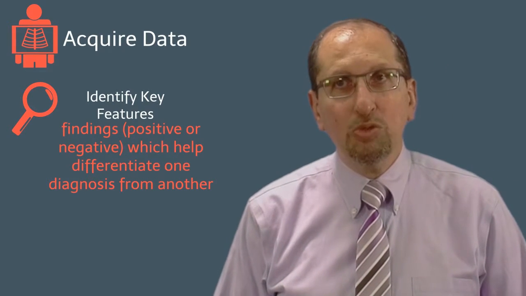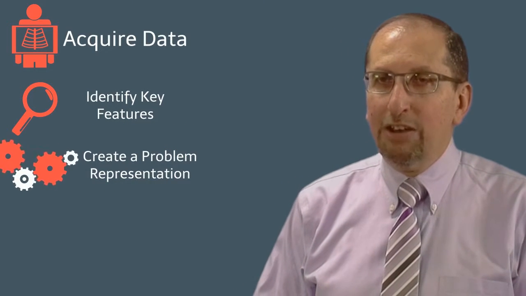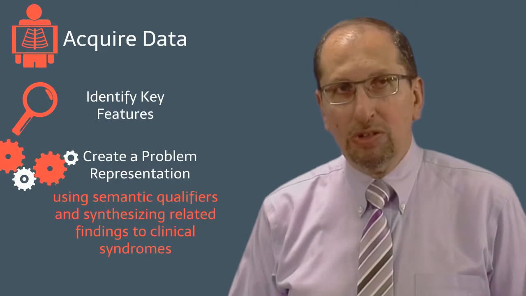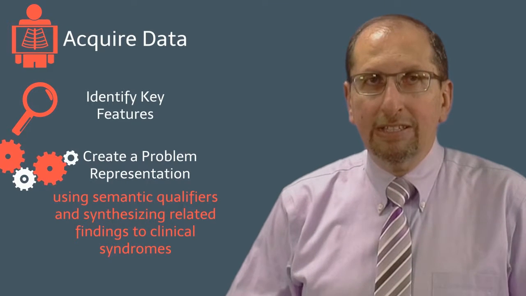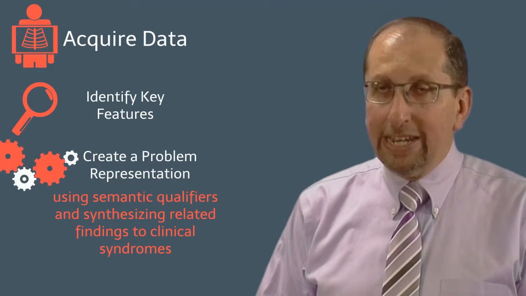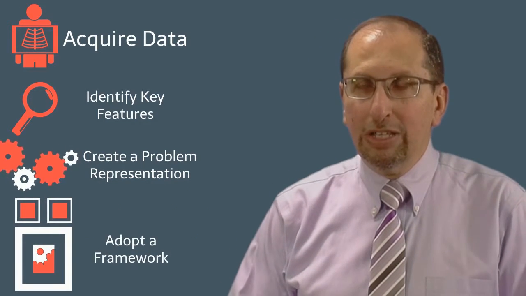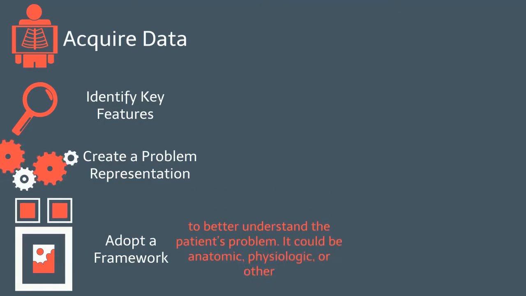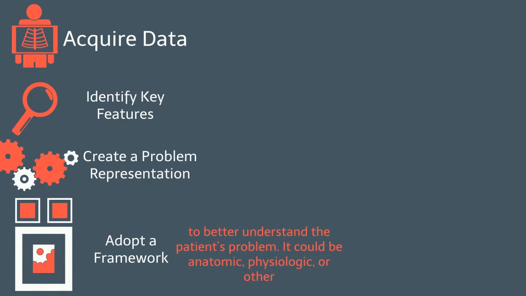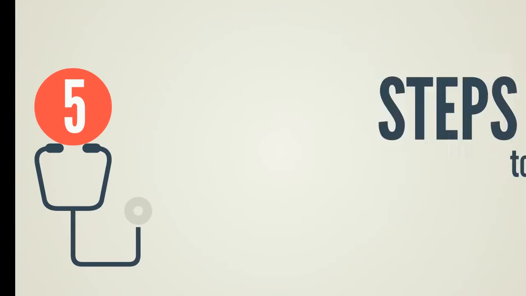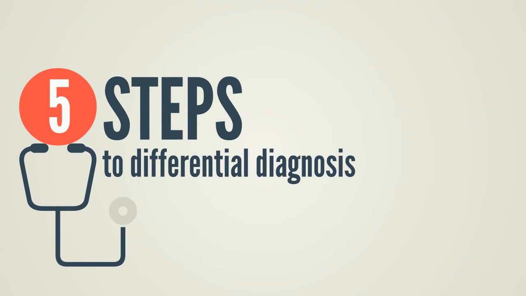And the third step is to create a problem representation, which is kind of a summary, 1 to 2 sentences, using some distinguishing adjectives, what we call semantic qualifiers, and trying to put symptoms together in the form of clinical syndromes whenever possible. Then we come to the fourth step, to adopt a framework where we can think and organize our differential diagnosis. And finally, we apply the key features to the framework to be able to generate the preliminary differential diagnosis. So now we're going to go ahead and start step by step into these 5 steps so we can be able to create a differential diagnosis.